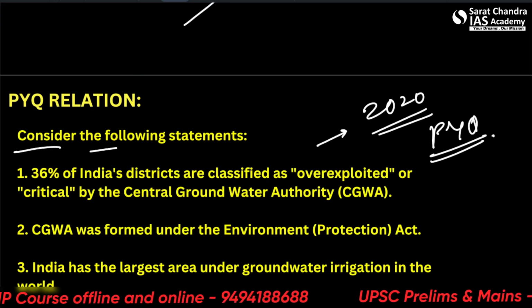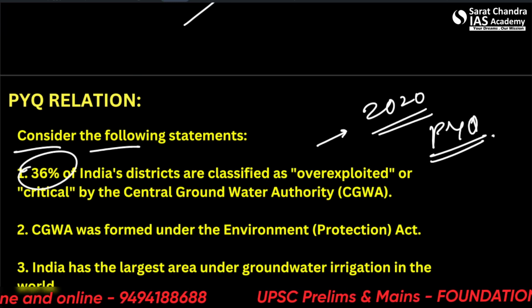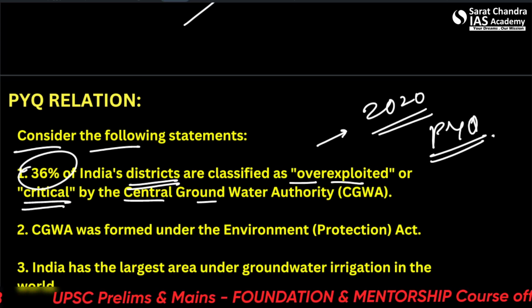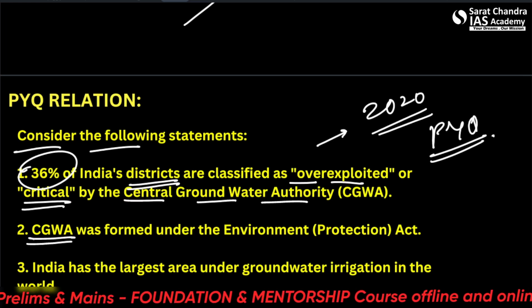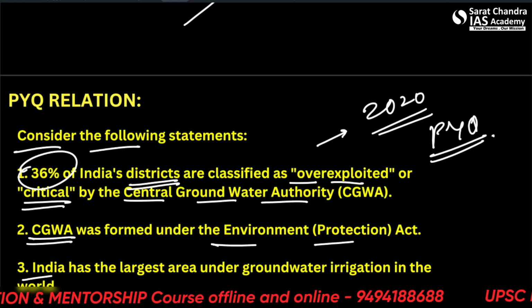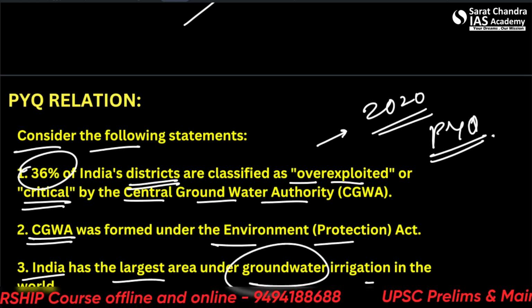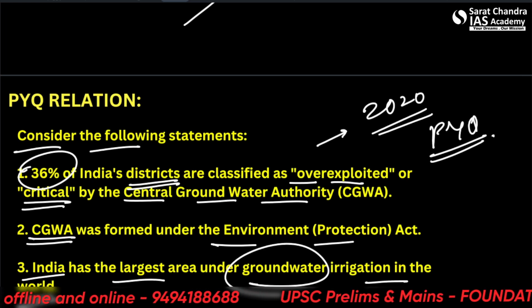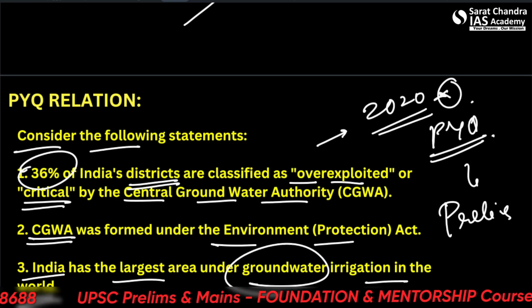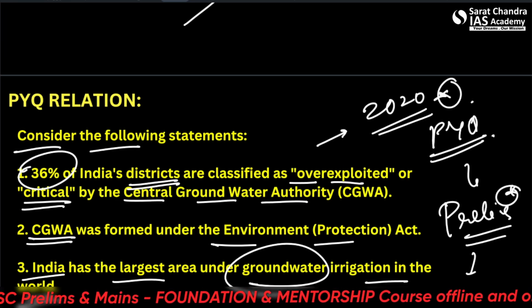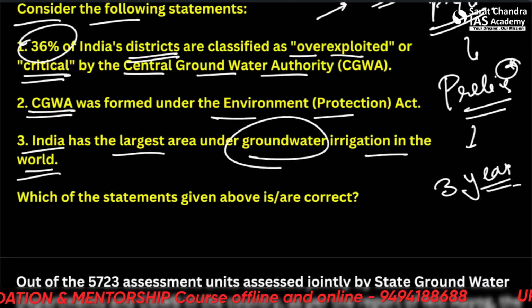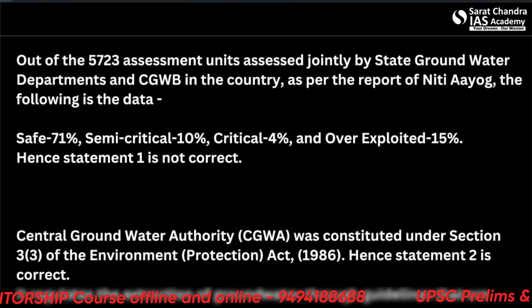So consider the following statements: 36% of India's districts are classified as overexploited or critical by the Central Groundwater Authority. Again, CGWA was formed under the Environment Protection Act 1986, and India has the largest area under groundwater irrigation in the world. So you must have solved this PYQ when preparing for prelims. This is in the last 3 years only. So the answer must be known to you already, but let's just figure out the answer.